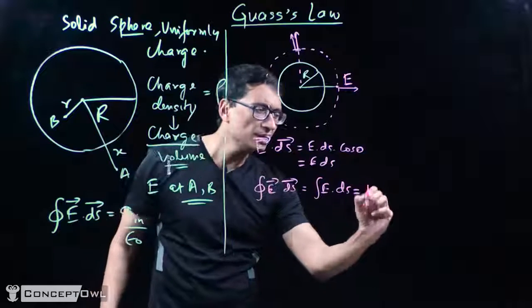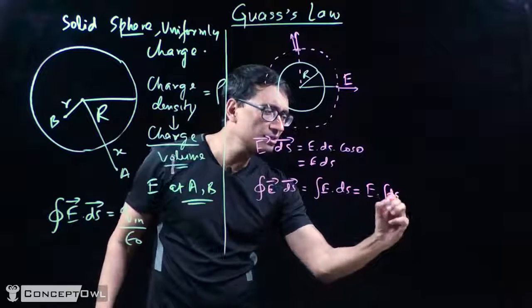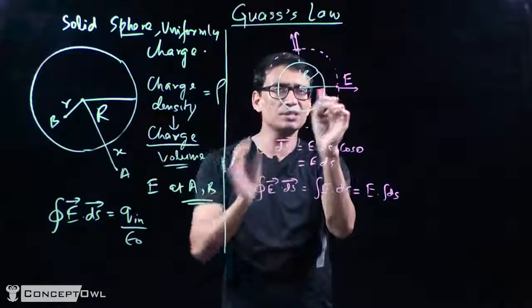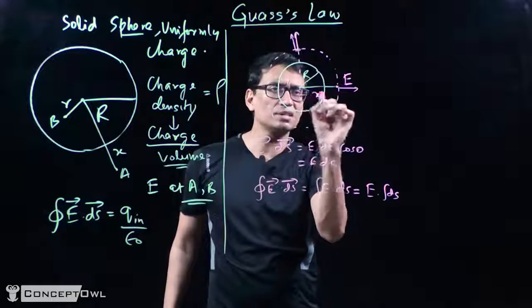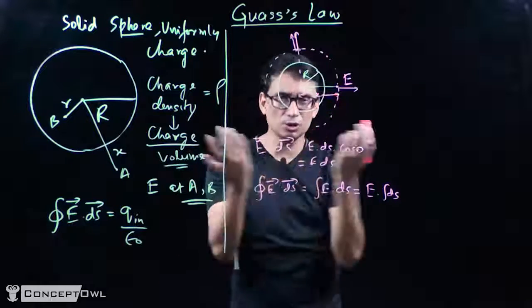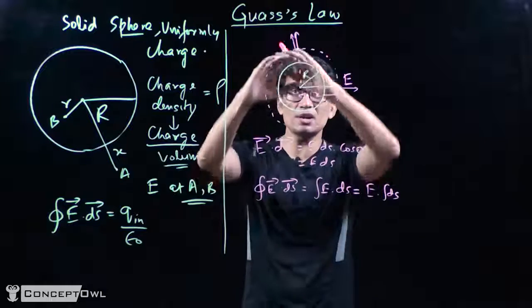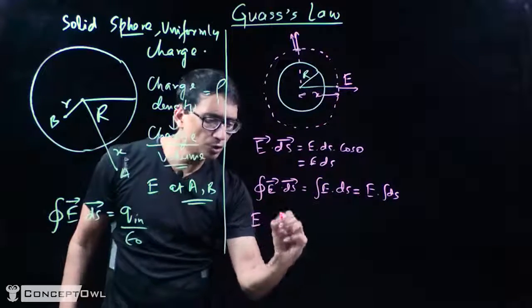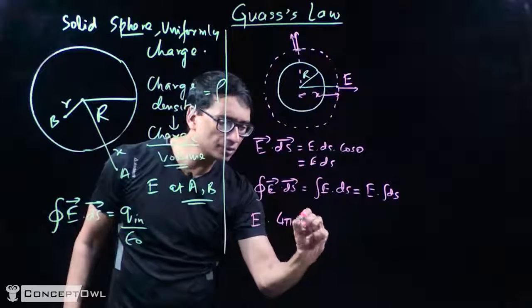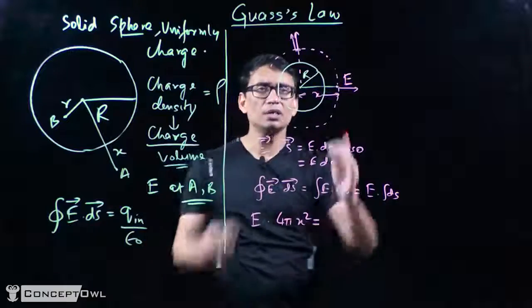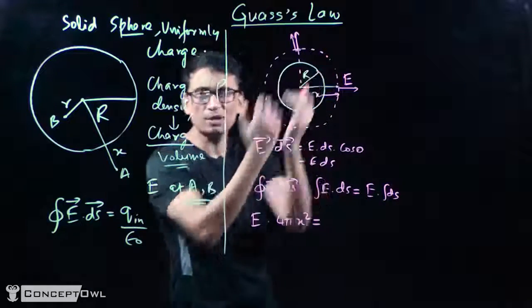So this would be E into integral of ds. And what is integral ds? This is the total surface area. Now if this distance is x, which means the radius of this sphere is also x, then ds is going to be nothing but the area of this sphere. So that would be E into 4 pi x squared, and this is going to be Q internal, the charge inside, upon epsilon naught, right?